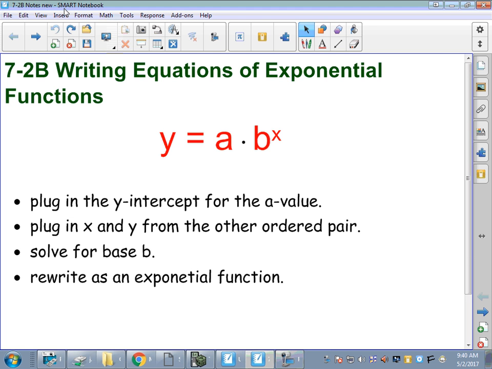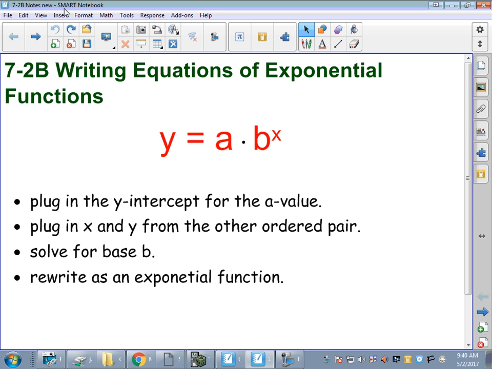These are your 7-2B notes on writing equations of exponential functions. So we are going to work through ordered pairs and come up with the equation that goes through those two ordered pairs. We did this with linear functions, quadratic functions, all the way throughout the year. So it's a little bit different.